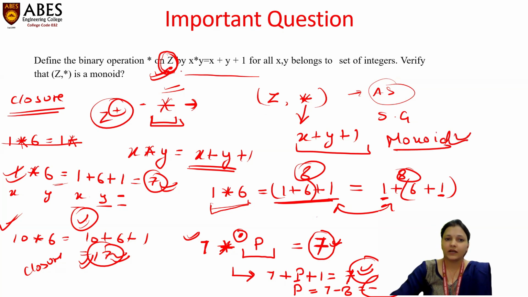Clear? This is an algebraic structure, this is a semigroup, and this is a monoid. So briefing this lecture, in this lecture I have taught what a semigroup is and what a monoid is. A semigroup is an algebraic structure which follows the associative property. A monoid is a semigroup where an identity element exists. So here we have completed three topics of this unit: algebraic structure, semigroup, and monoid.